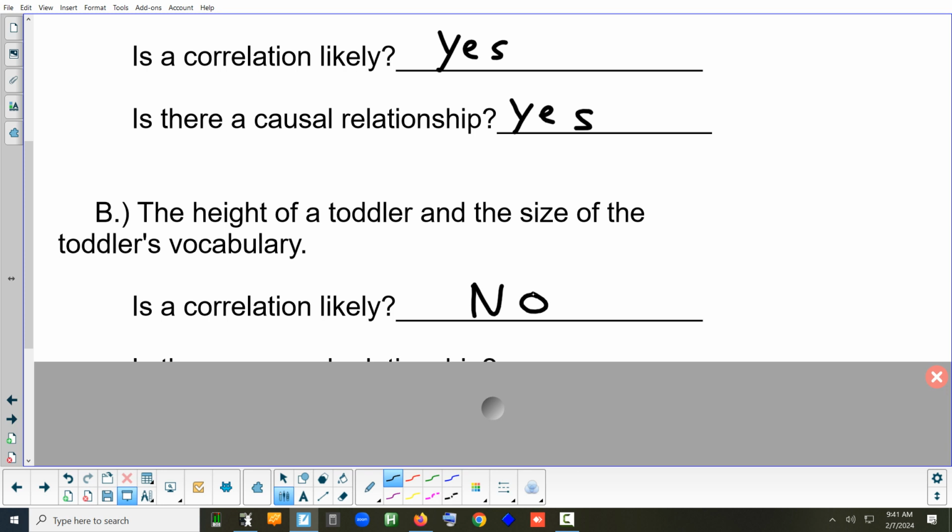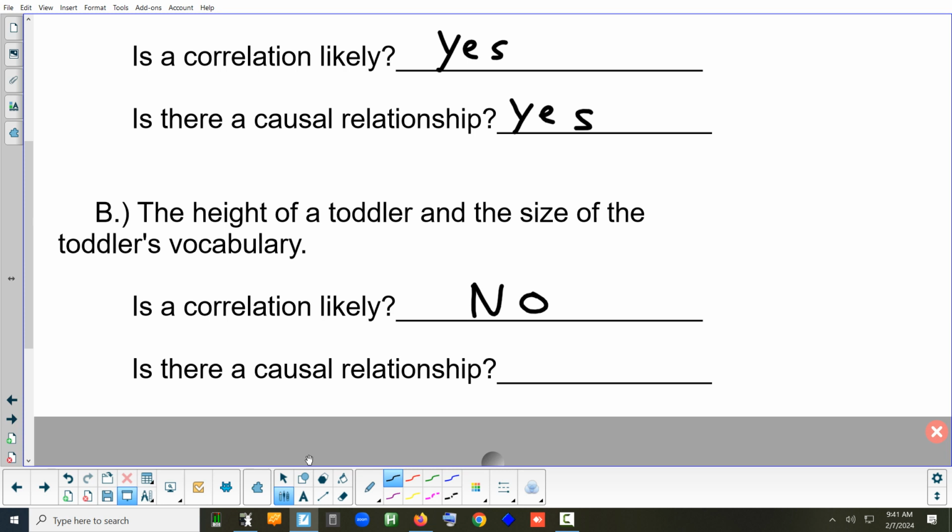So if there is no correlation, could it be causal? No, definitely not. Just because you grow 1 inch doesn't mean you automatically now know 200 new vocabulary words. It doesn't work that way at all. So I would argue no for both of those. Does anybody have any other thoughts or think differently?